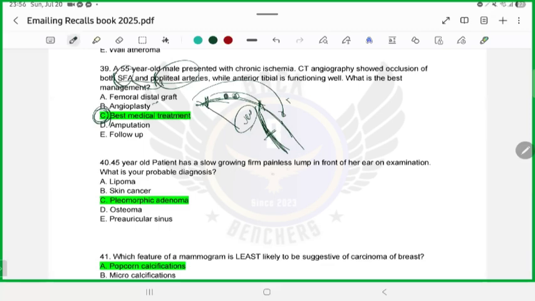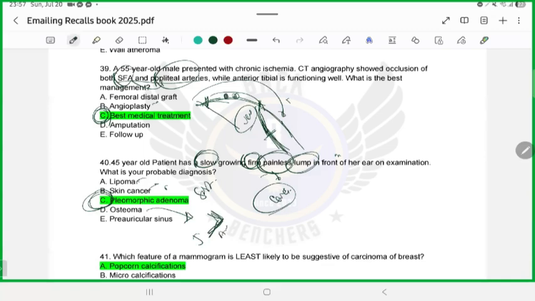45-year-old patient has a slow growing, firm, painless lump in front of her ear. Slow growing, firm, painless. That means it's not a carcinoma, so pleomorphic adenoma would be the best option here. Skin cancer, no, it doesn't present like that. Skin cancer does not present with a lump mostly. Lipoma is soft and fluctuant. Osteoma generally occurs at the angle of jaw, and osteoma does not present like a lump. Preauricular sinus, no.